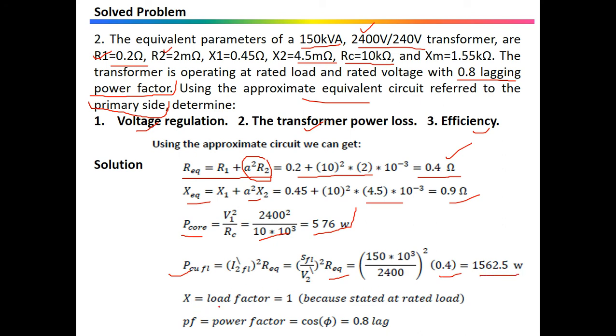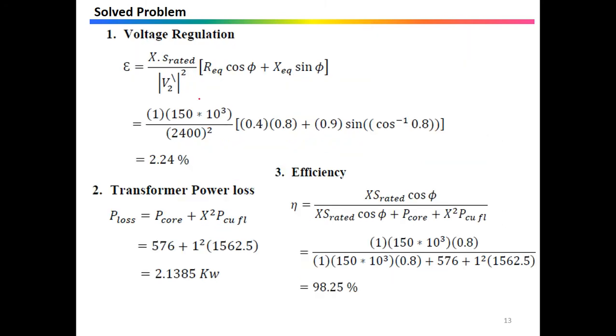Now, X is the load factor, and it is 1 because it is treated at rated load, and the power factor which is given to us is 0.8 lagging. So using all these calculations, we will first calculate the voltage regulation. The voltage regulation formula is this, and putting in all these values, it comes out to be 2.24%.